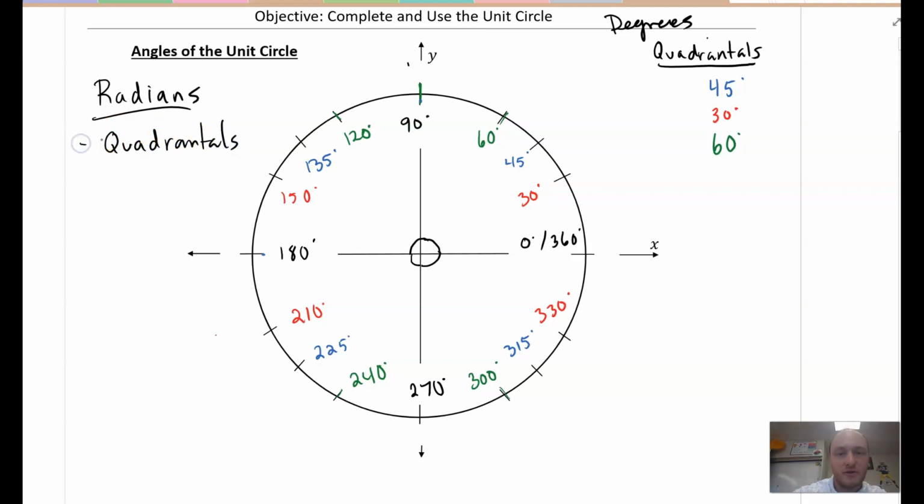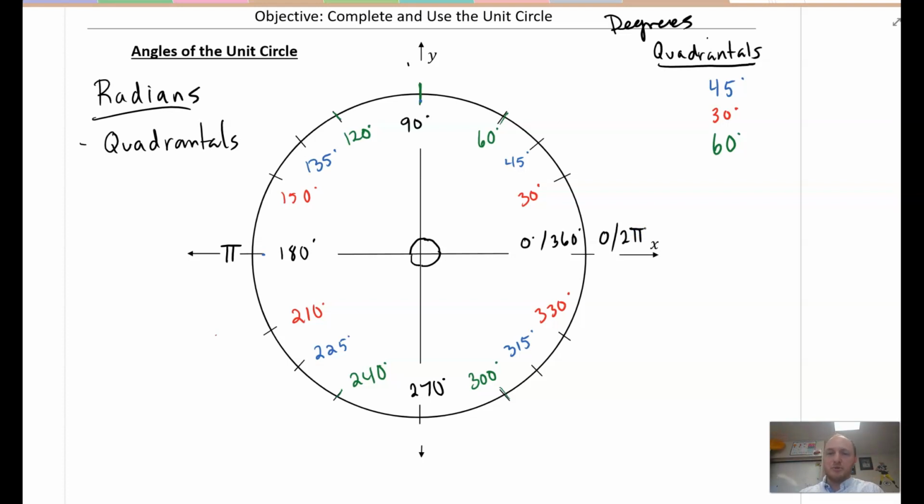Okay, so quadrantals first. So 180 degrees, right? So this would be angle 0. Okay, and if I go 180 degrees, that is pi. Okay, so if I go another 180 degrees, that would be 2 pi. And that should be very, very familiar from the last lesson, right? You know that 360 degrees is 2 pi.